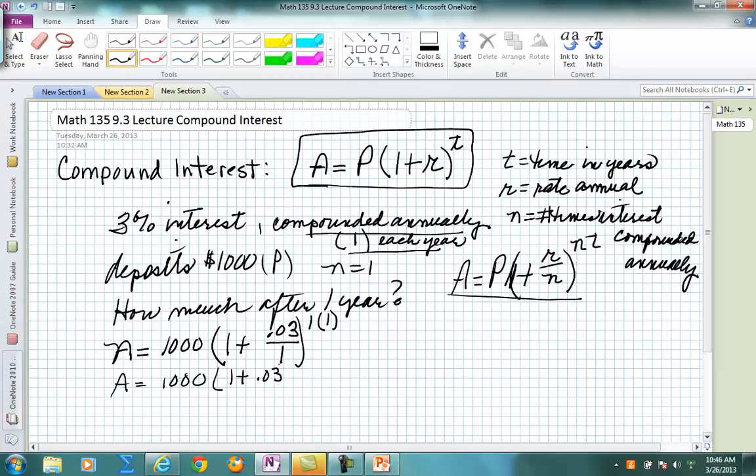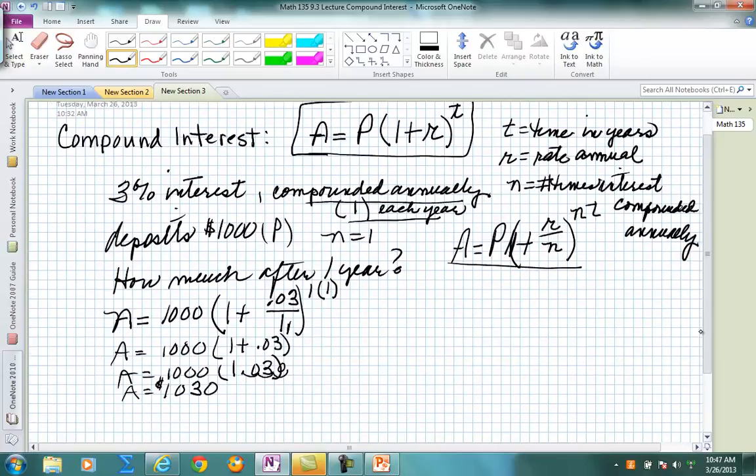So I'm going to add 1 and 3/100 raised to the first power is just 1 and 3/100. And now I'm going to multiply by 1,000, which will move the decimal right 3 places. So I add a 0. So he would have $1,030 in the bank after 1 year.